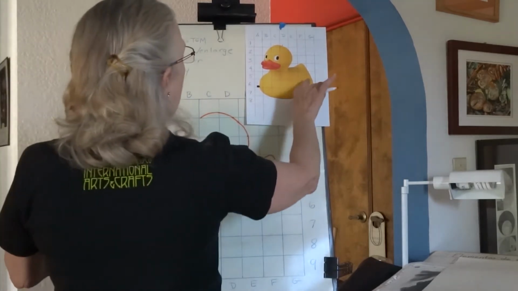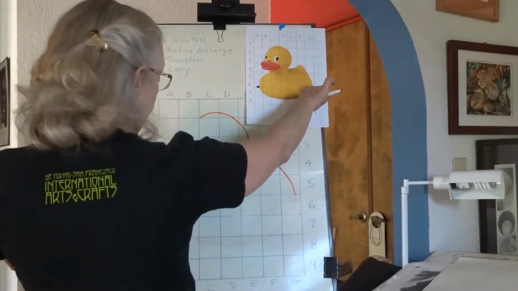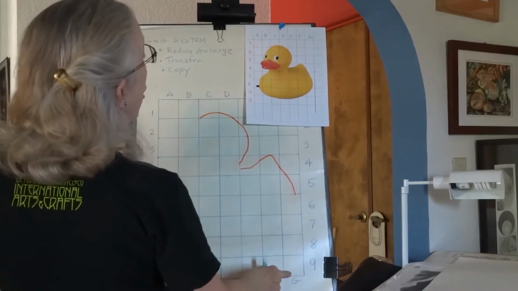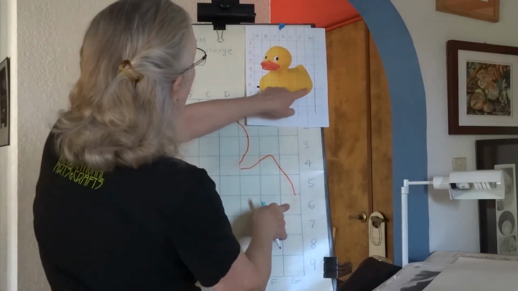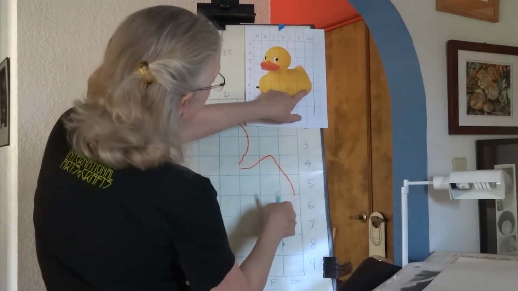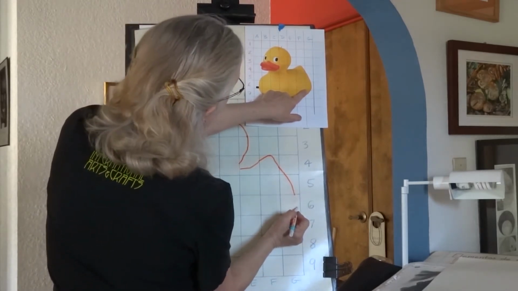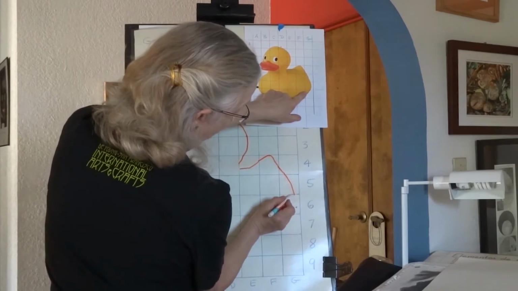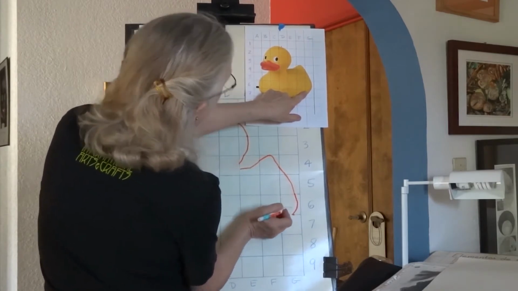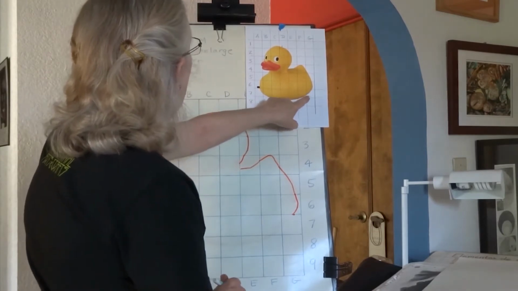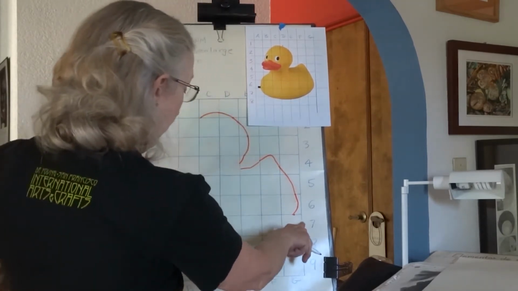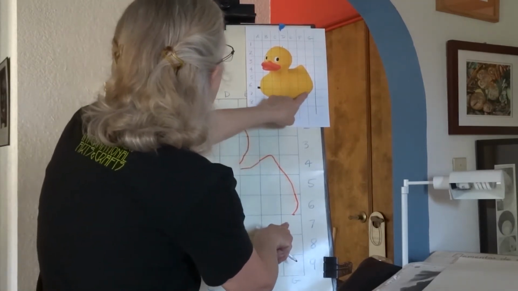Now I'm going to come to square 6G right here. And I'm going to look at that shape, and it looks like it comes all the way out here and then comes back in here. So I'm going to come around like that. And now I'm going to go down to square 7G, and look at the shape there.